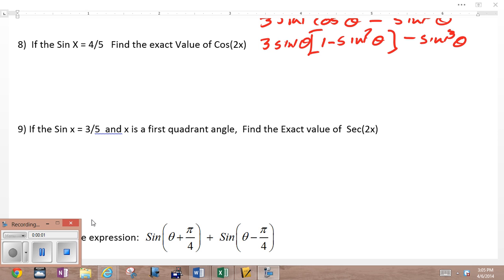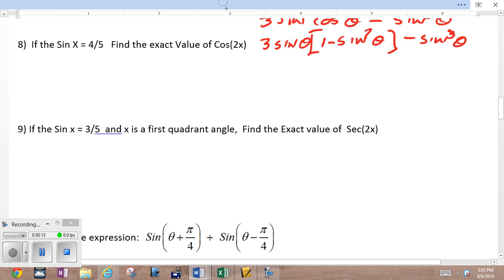Okay, so we're back. We're going to look at a couple more examples here. All right. The example here we're looking at is: given the sine is 3/5, find the secant of the double angle.